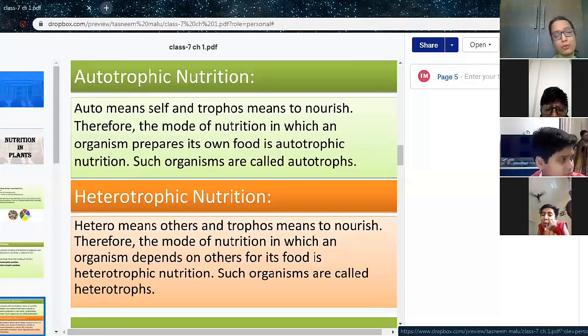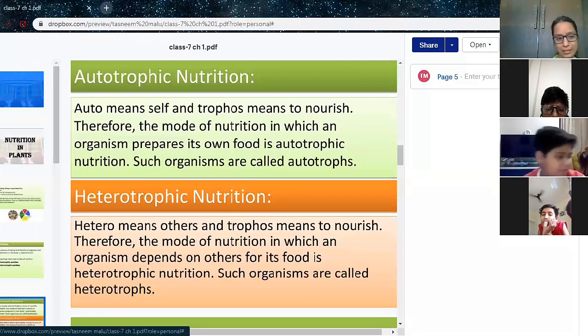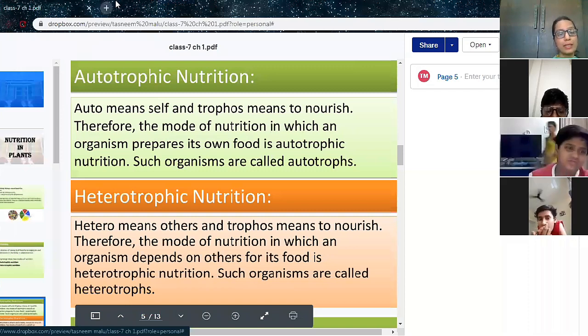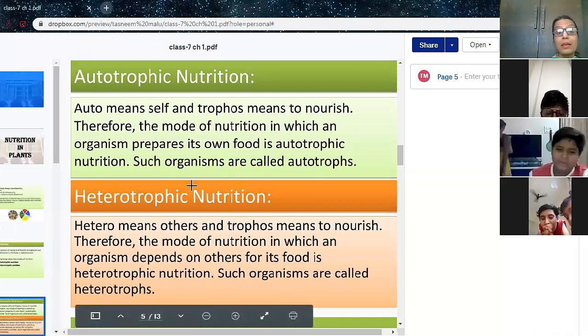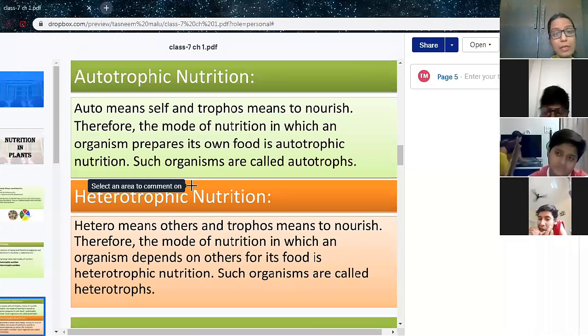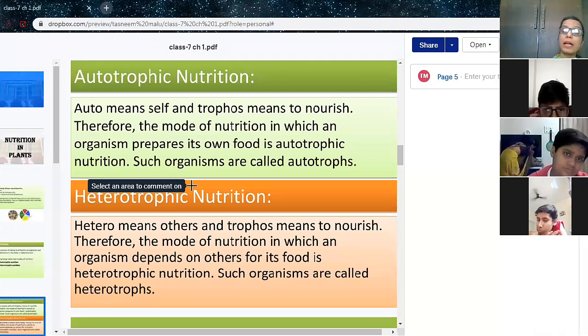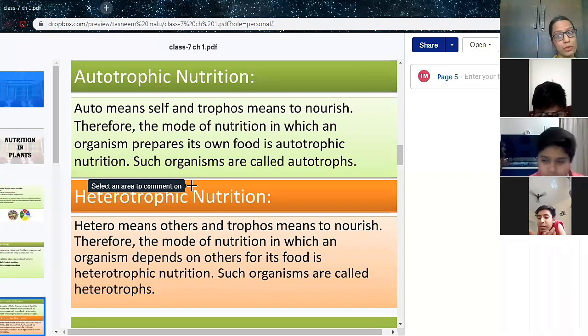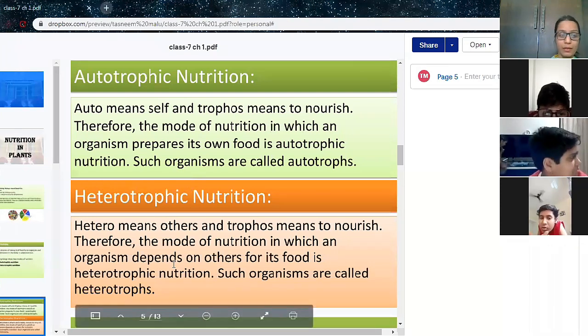Next is heterotrophic nutrition. Hetero means others and tropos means to nourish. Therefore, the mode of nutrition in which an organism depends on others for its food is called heterotrophic nutrition. Such organisms are known as heterotrophs. All animals are heterotrophs. Even we human beings belong to heterotrophs. Why? Because we directly or indirectly depend on plants, which are autotrophs, for our food. So we are heterotrophs. We do not prepare our food ourselves.